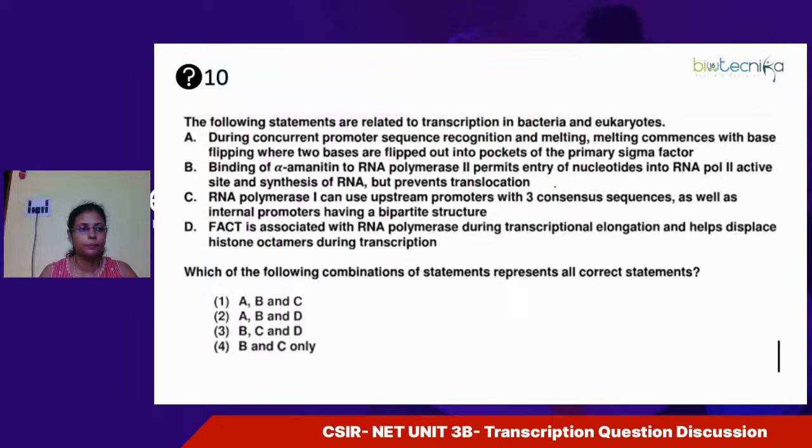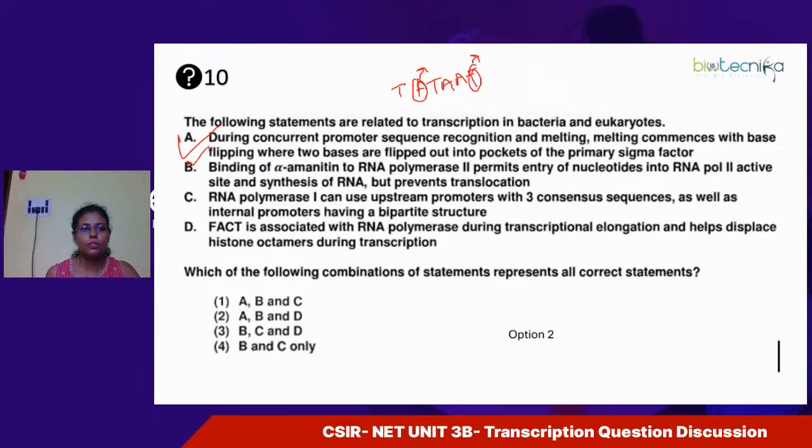Here also, because of the shortage of time, I'm telling you the answer. The answer is option 2. Statement A is true because in the promoter sequence we have this TATAAT, right? So this A and this T actually flips out, and that allows the polymerase to move forward. So this is true.